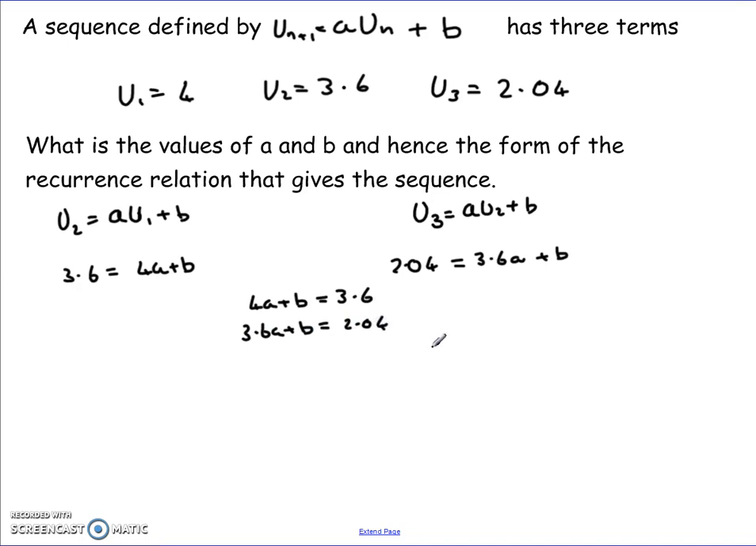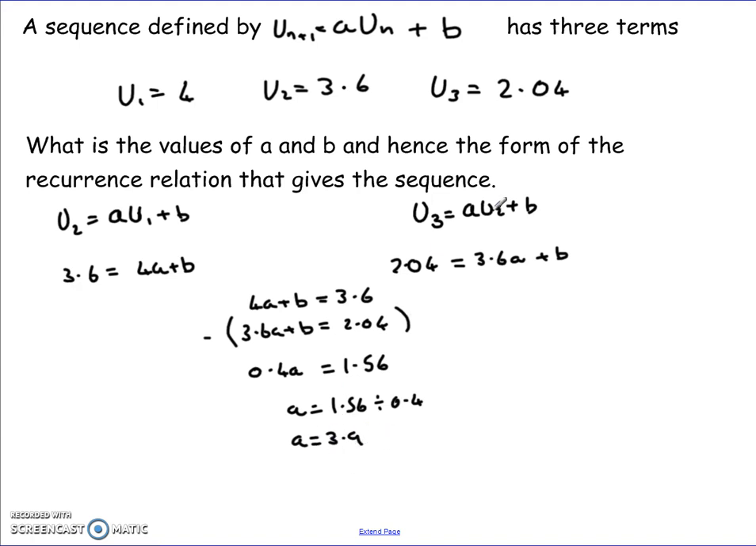Yes, there's decimals in them, but big deal. There's decimals everywhere. We have to be able to solve it. Now, if you look, the coefficient of b is the same, so I'm able to subtract the second equation from the first equation and start to solve it. So 4a take away 3.6a gives me 0.4a, b minus b is nothing, and 3.6 take away 2.04 gives me 1.56. So 0.4a equals 1.56, so to get a, I have to do 1.56 divided by 0.4. If I do that, I get a value of a of 3.9.